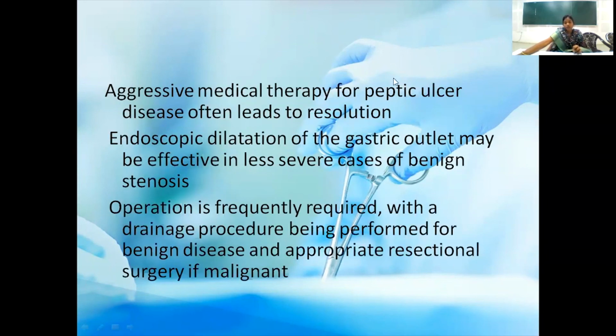If the gastric outlet obstruction is due to peptic ulcer disease, then aggressive medical therapy using proton pump inhibitors has to be used. This often leads to resolution of the symptoms. Whereas endoscopic dilatation of the gastric outlet may be effective in less severe cases of benign stenosis. Otherwise, operation is frequently required with a drainage procedure. Drainage procedures like gastrojejunostomy and pyloroplasty should be performed for benign disease. And if it is malignant, then appropriate resection has to be done.